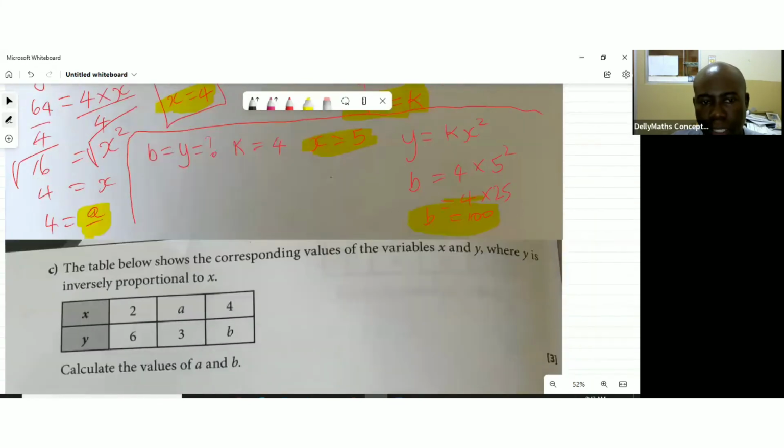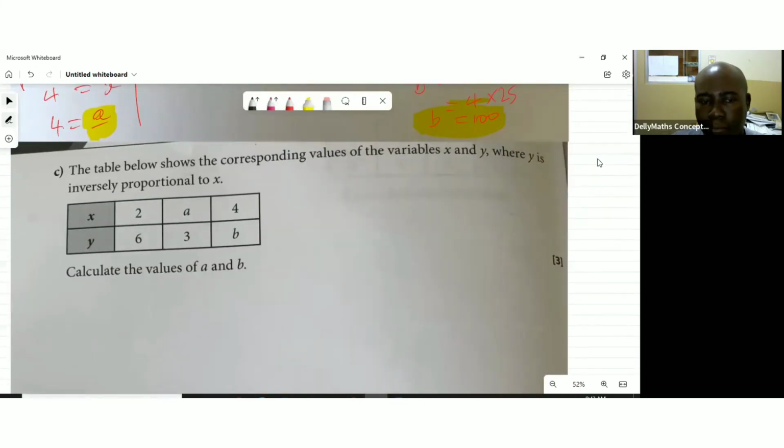All right, let's go for another. Now, this question reads that the table below shows corresponding values of the variables x and y, where y is inversely proportional to x. Let me read it over. Now, inverse proportion. So y is inversely proportional.